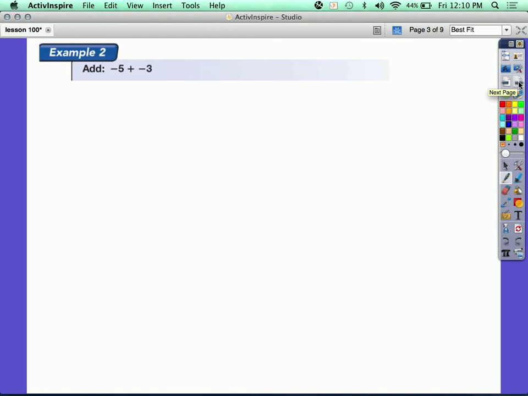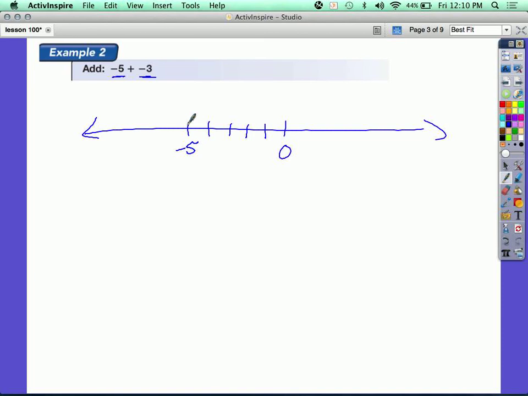So now it wants us to add negative 5 plus negative 3. So once again, I can draw my number line. 0, 1, 2, 3, 4, 5. So there's negative 5. If I'm adding a negative number, it means I'm going to go to the left. So 1, 2, 3. Okay? I should end up at negative 8.